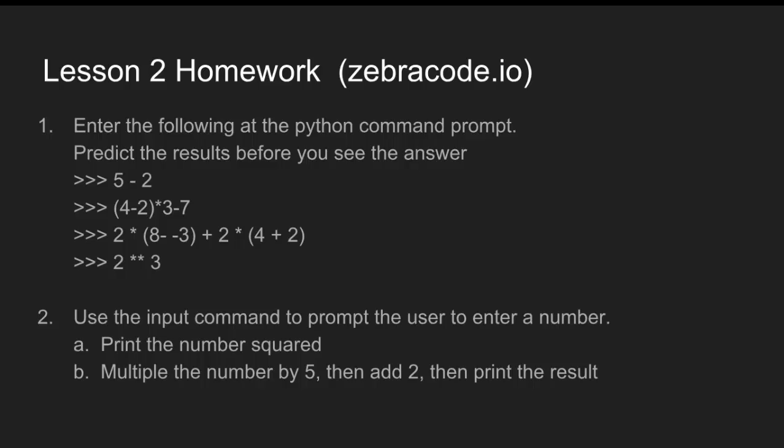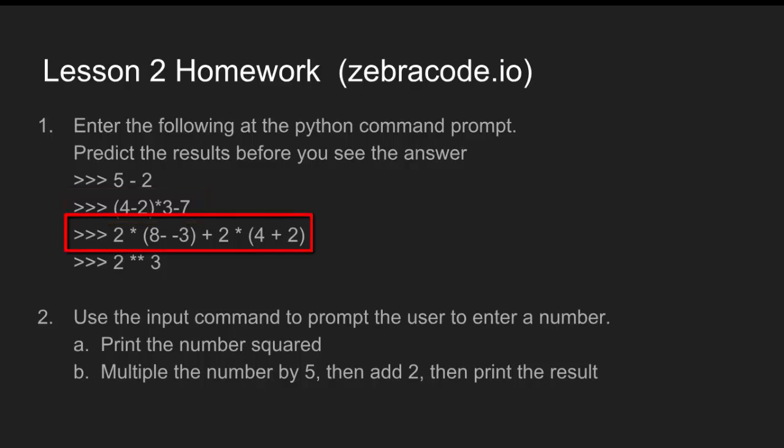Hello and welcome to zebracode.io, and we are in the solution sections of lesson 2. We're going to choose a couple of the homework problems at random and solve those here in demos, in case you're having any problems with the homework. The first problem we're going to look at here is 1b, and it is in parentheses 4 minus 2 times 3 minus 7.